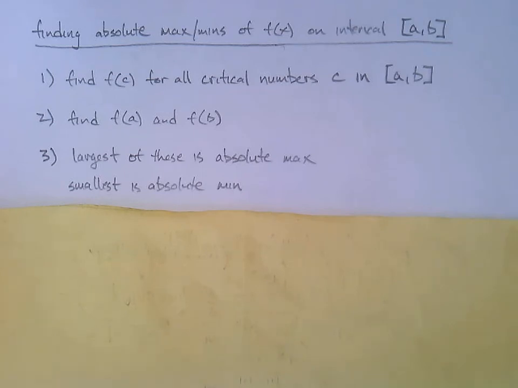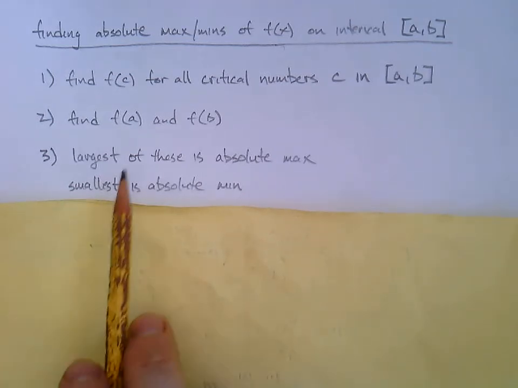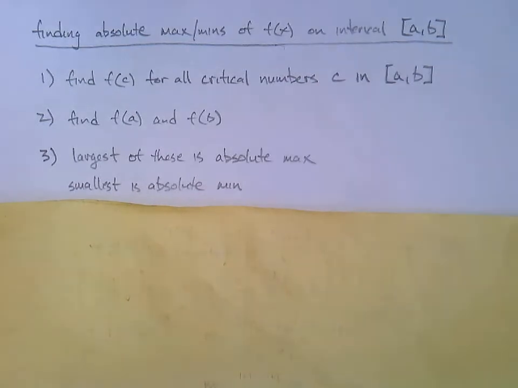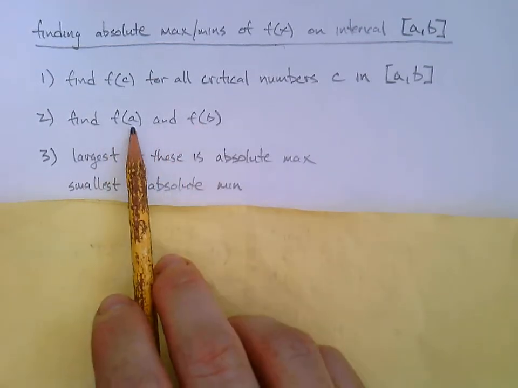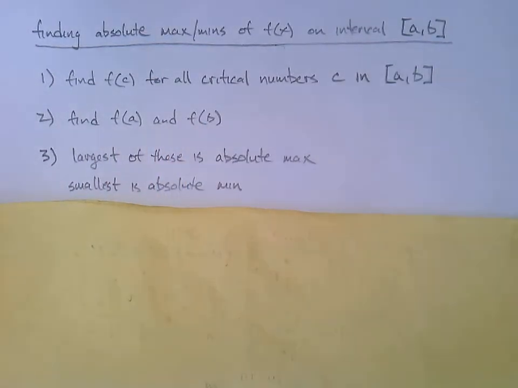Once you have those y values, we also want to look at the endpoints. Remember that thing about the endpoints from the beginning of this section: endpoints are possibilities for absolute maxes and mins. So if the endpoints are a and b, we want to find the y values there, f of a and f of b. At that point, we're pretty much done. It's just a matter of identifying the answers. In step 3, looking at all of these y values of the critical numbers and the endpoints, the largest of those is the absolute max. The smallest of those y values is the absolute min.